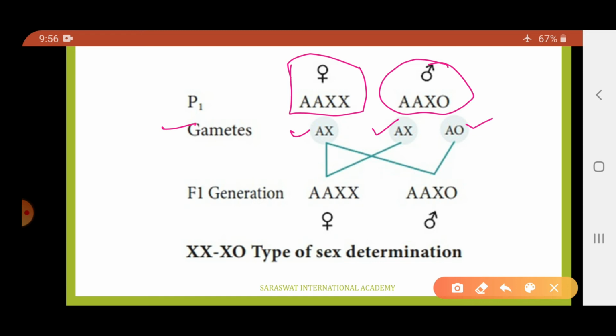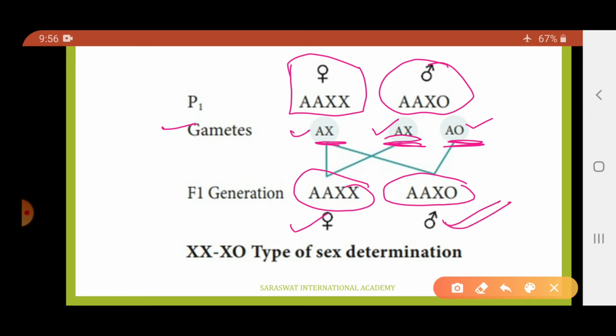As all the eggs are similar, suppose the egg fertilizes with this particular sperm, then what would be the composition? AAXX, which indicates that the offspring is a female. But if the egg fertilizes with the sperm having A0, then the F1 generation individual's genotype will be AAX0, which indicates that the person will develop into the male.